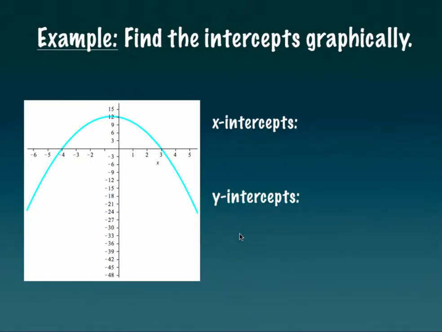We can find intercepts in three ways. We can find them graphically, numerically, and symbolically. Graphically, of course, is very visual, so we can look right at where my graph crosses the x or y axis. So here I have the graph of a parabola.